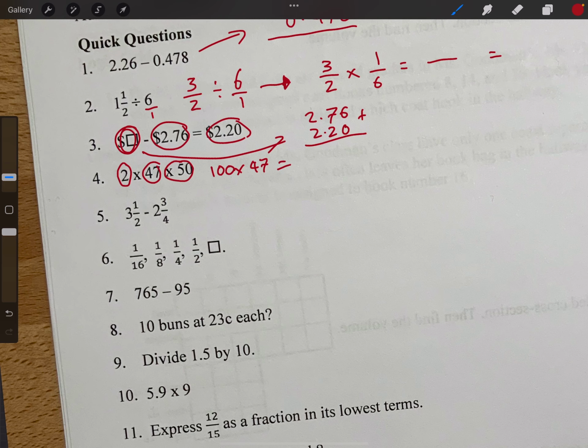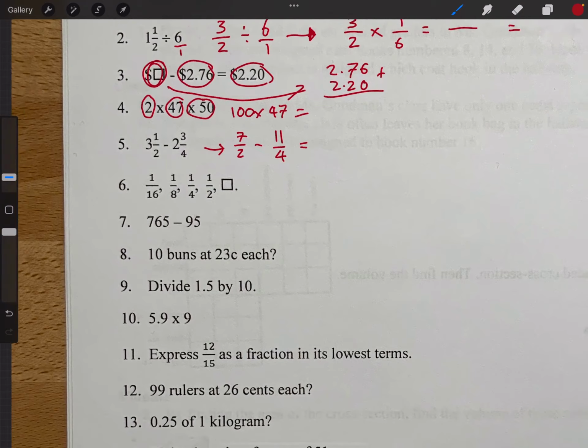Get the answer. Next one, you're going to change this one to an improper fraction, and this one as well. What do we get? For the first one, 3 times 2 is 6, 6 plus 1 is 7. So 3.5 is the same as 7 on 2. Now we minus. 2 times 4 is 8, 8 plus 3 is 11. So 11 over 4. Do that minus, and get the answer.